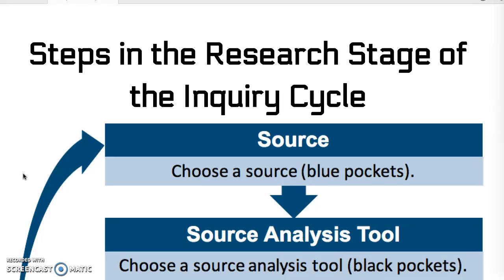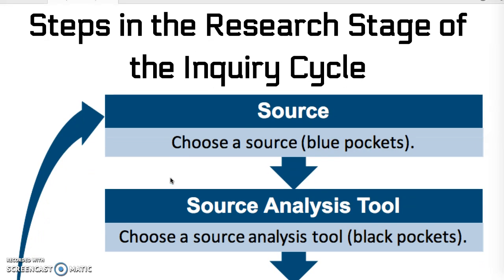So the setup in the classroom is you have blue pockets hanging on the wall that have a bunch of sources to choose from, and black pockets hanging on the wall that have a bunch of source analysis tools to choose from. So to begin, you would choose a source from the blue pockets. It could be any source that you want. Obviously, it's important that you use as many of them as possible, if not all of them.